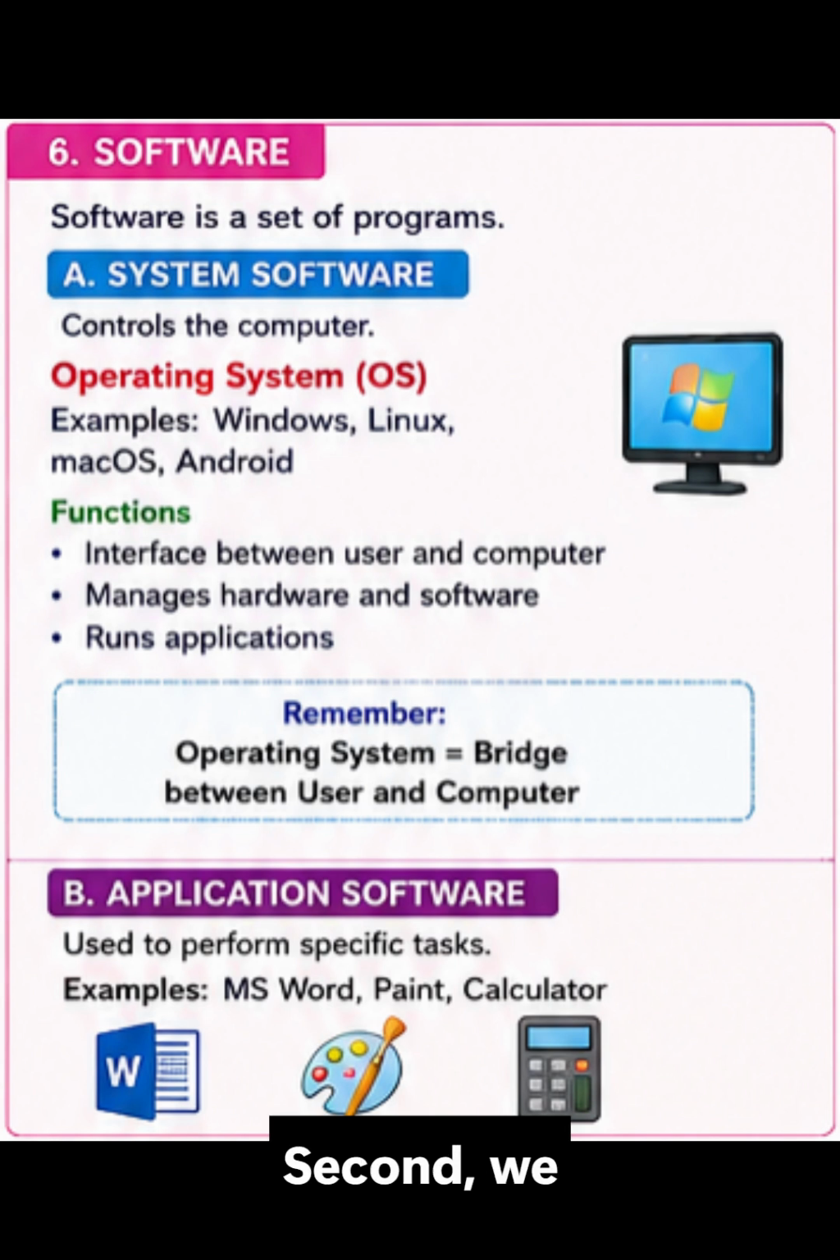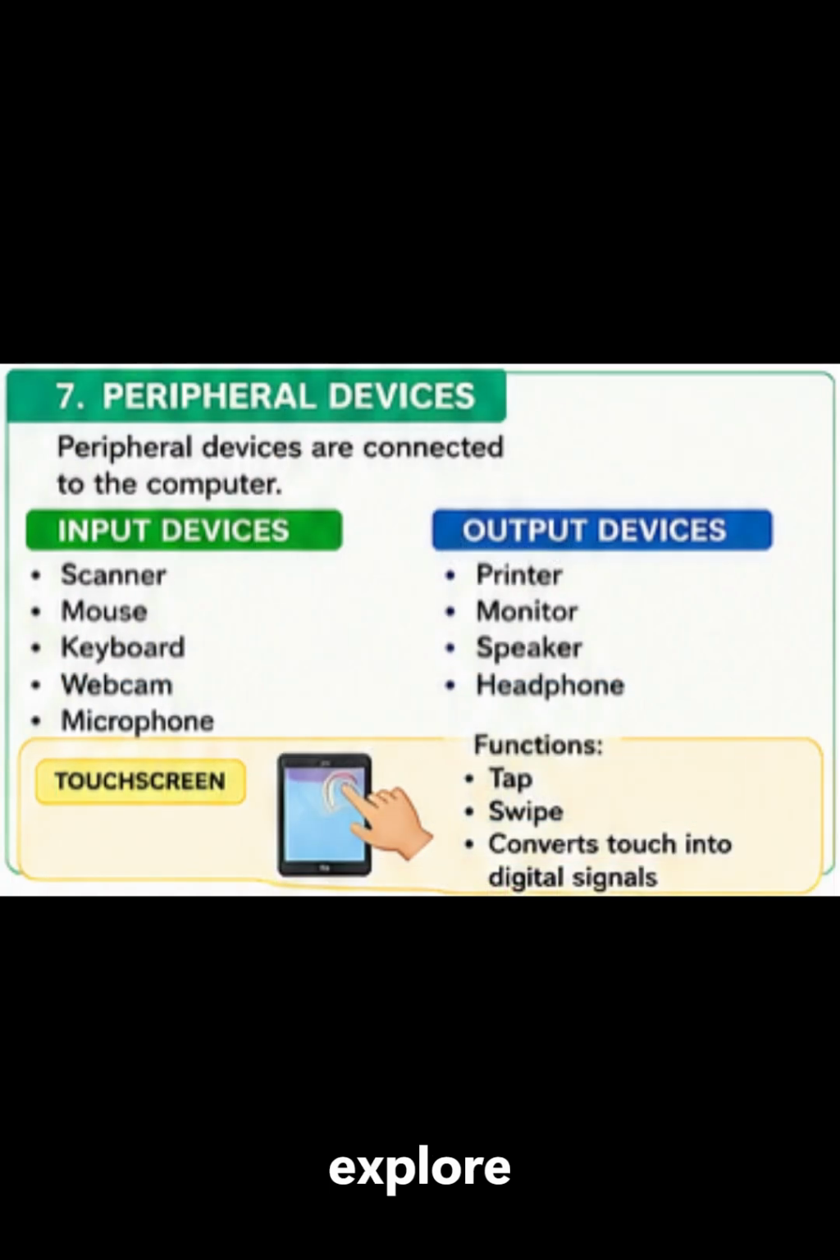Second, we have application software. These are programs built for specific tasks. For example, you use MS Word for typing, Paint for drawing masterpieces, and the Calculator app to quickly solve math problems. Now let's explore Section 7, Peripheral Devices.